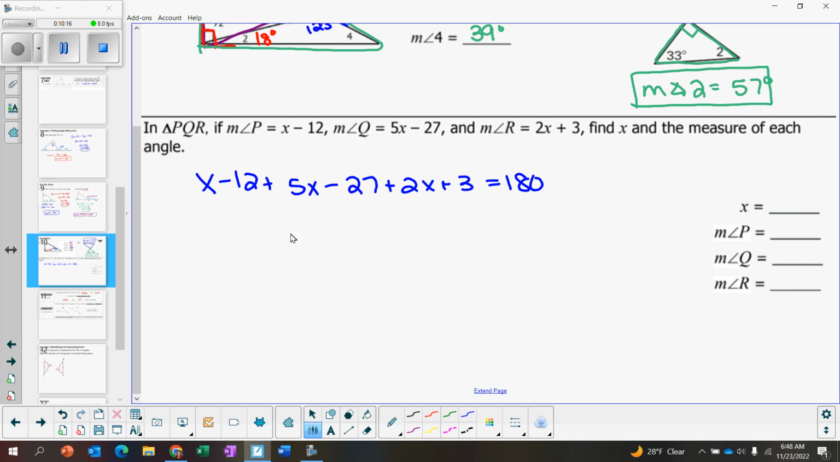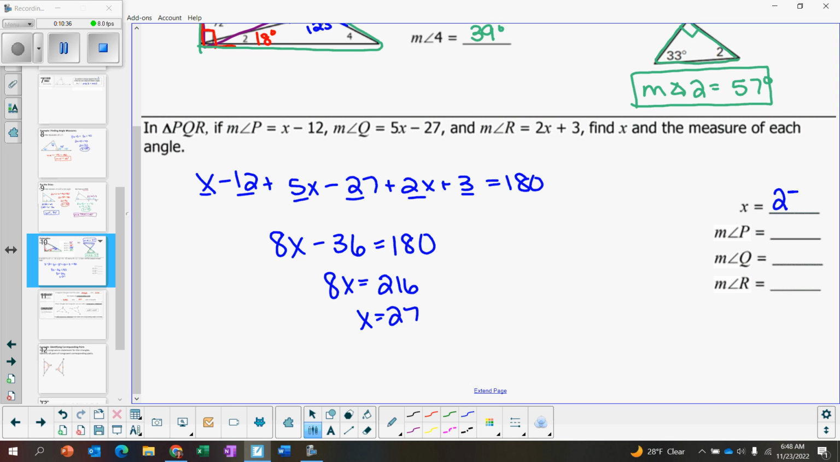I can solve for x: 8x minus 12, minus 12 is 39, plus 3 is negative 36. So when I add 36, 8x is 216, divide by 8, x is 27. So that's my x value.